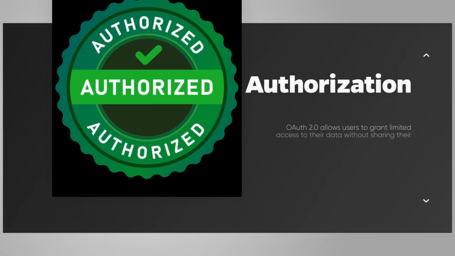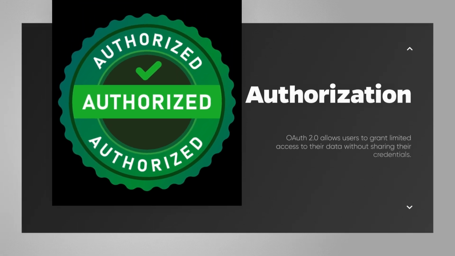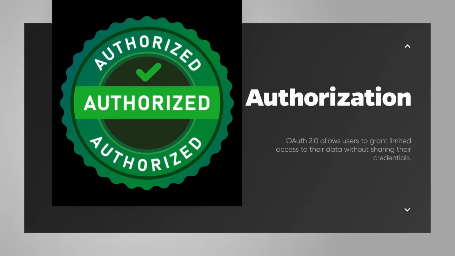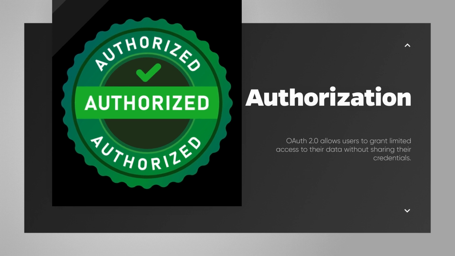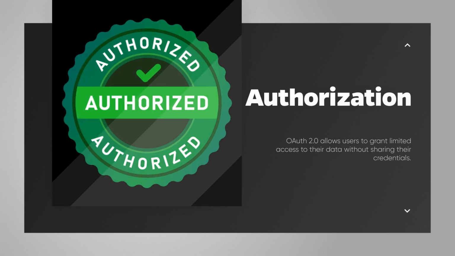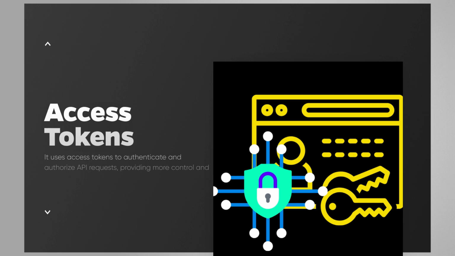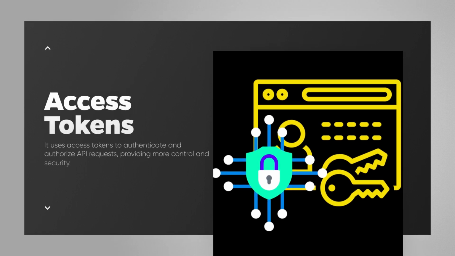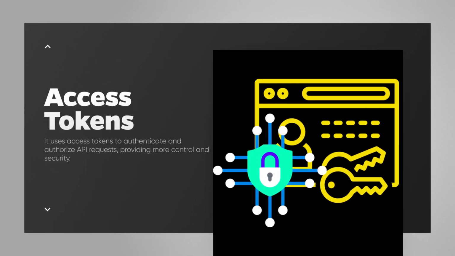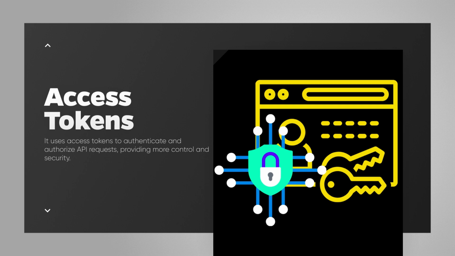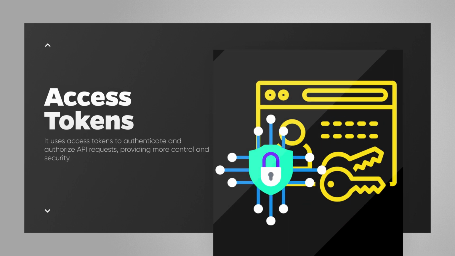OAuth 2.0 allows users to grant limited access to their data without sharing their credentials. This approach enhances security by minimizing the exposure of sensitive information while still enabling seamless access to authorized resources. It uses access tokens to authenticate and authorize API requests, providing more control and security. Access tokens serve as temporary credentials that grant specific permissions to client applications, reducing the risk associated with long-lived credentials like passwords.